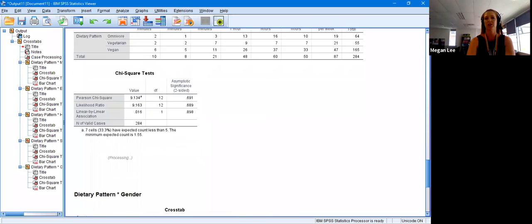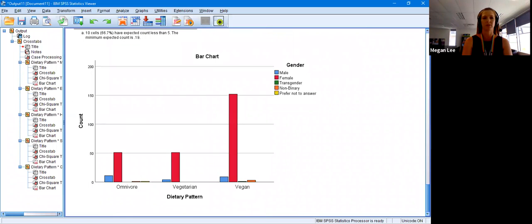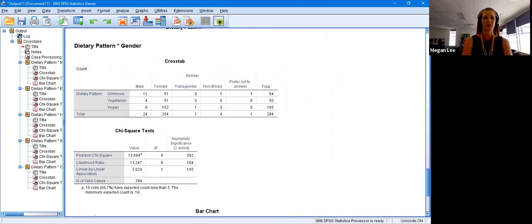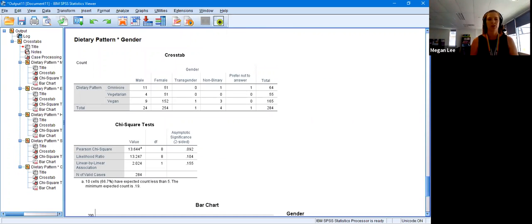Let's go down and look at gender because that was a very interesting one. All right, gender. So, omnivores, we had 11 males and 51 females. Vegetarians, we had 4 males and 51 females, and vegans, we had 9 and 152. So it's very, very skewed.